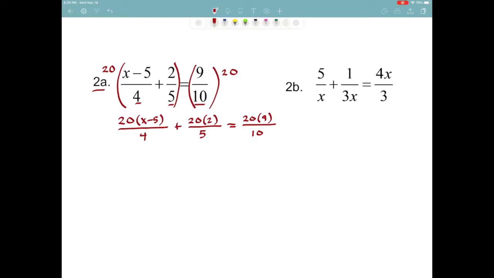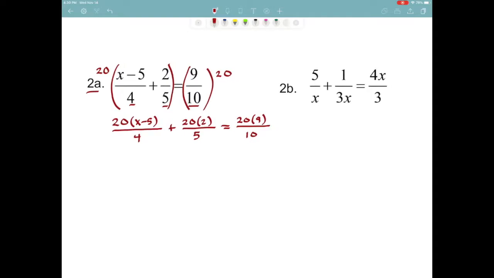Now you don't have to show this step each time here, but I'm just showing it here so that we understand that we can reduce these. 4 is a factor of 20, and that's why we multiplied by 20. So that would reduce to a 5. 5 is a factor of 20 and 5, so it becomes a 4 here. And then 10 is a factor of 20, so we'll reduce that there. That should become a 2.